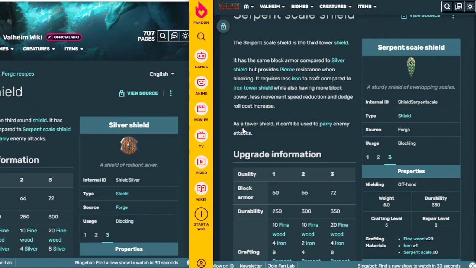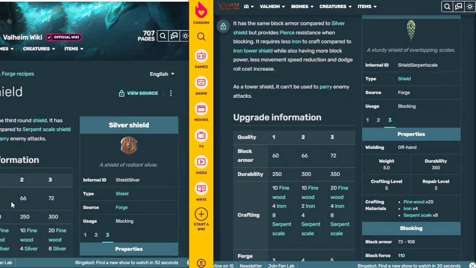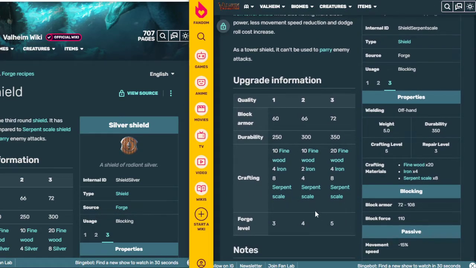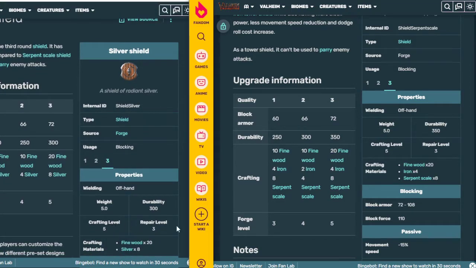I think the Serpent Scale Shield can and should be patched yet again and updated. Most of the properties can be the same. So the block armor, even though it's on par with Silver Shield, can remain the same. Durability, super high, can remain the same. Crafting elements can remain the same. Same with the forge level and all of this stuff, block force, yada yada. Movement speed, I think, should be reduced to 10%. So this would have it represent a quicker playstyle, which is just better at positioning and closing down on enemies, single player and multiplayer, but it's still slower than the equivalent Silver Shield by 5%.